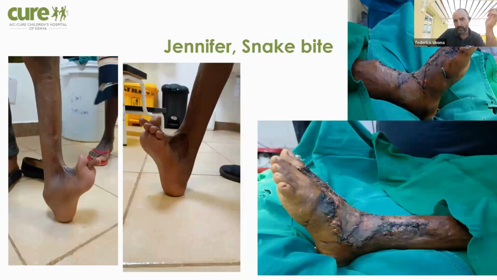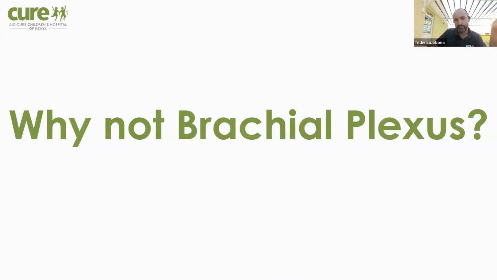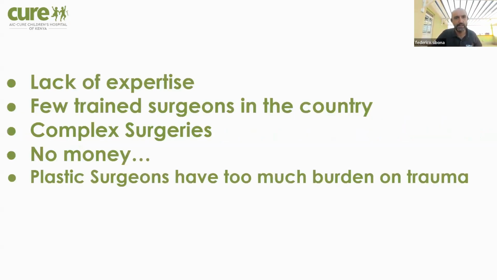But then why not brachial plexus palsy? Its frequency is as much as DDH, and we do DDH surgeries 3 or 4 times a week. But the reasons are lack of expertise and few trained surgeons in the country. These surgeries are complex, and there's no money in that, because people would rather do other kinds of surgeries that are less time consuming, with more financial reward.